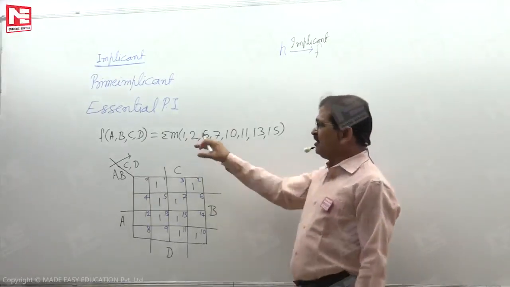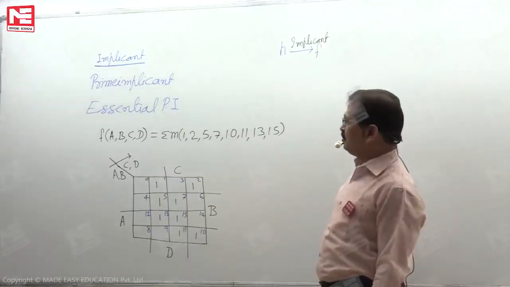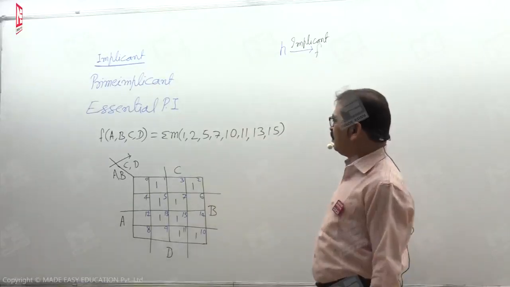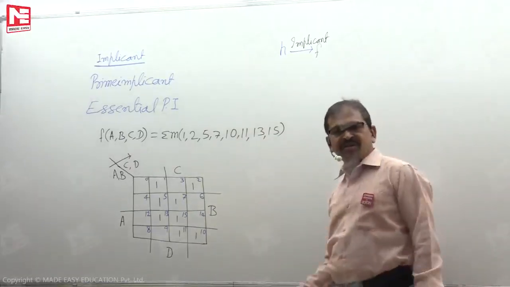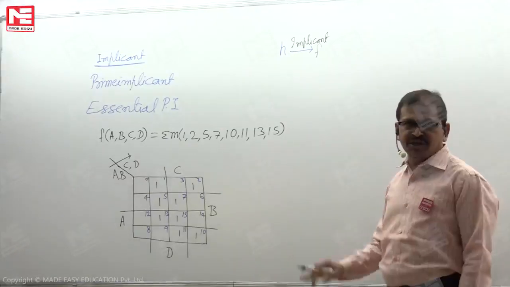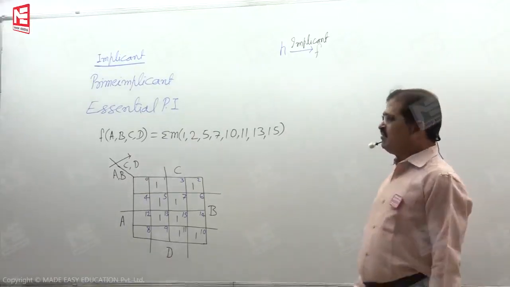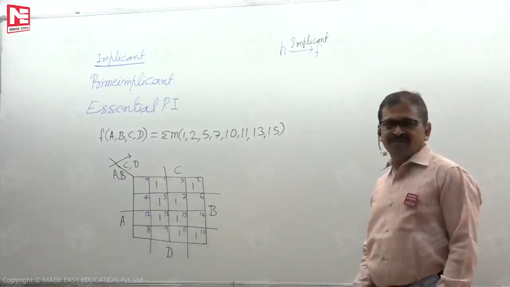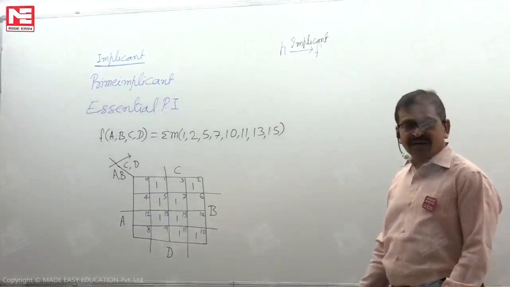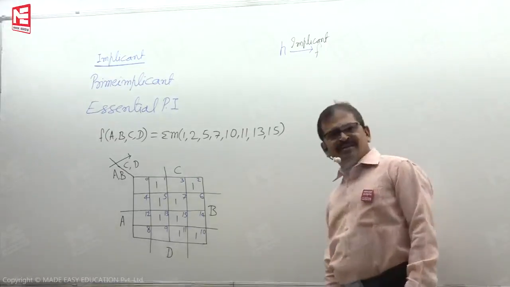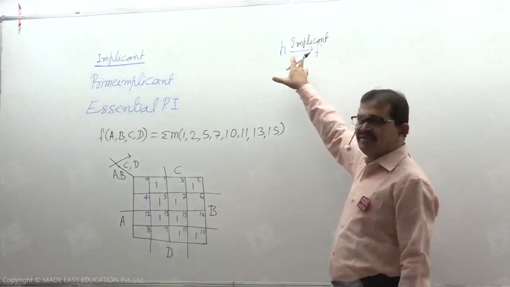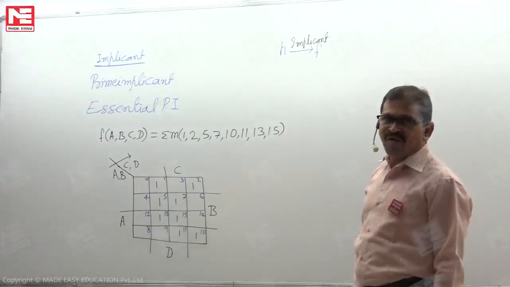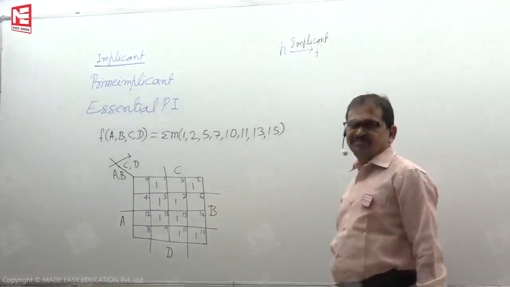Let us take a function f on the 4 variables a, b, c, d. For this function, the minterms are 1, 2, 5, 7, 10, 11, 13 and 15. These 8 combinations are the minterms of the function f. For this function, let us first look at one of the minimal expressions. After reading it, let us look at the meaning of the word implicant with this example.